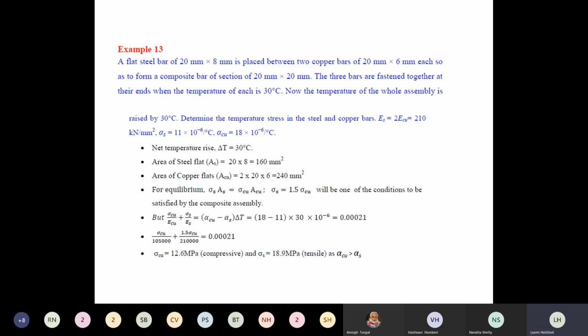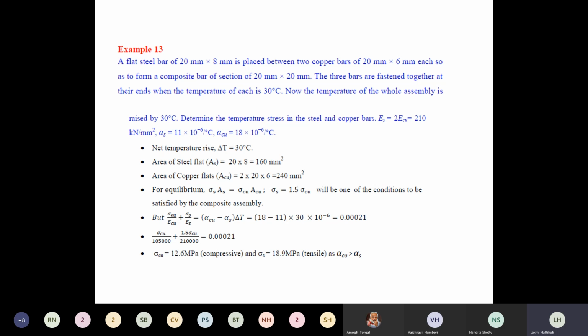Next, you have another condition. You know this condition, we have derived this. Sigma c by Ec plus sigma s by Es is equal to alpha c minus alpha s into delta T. Previously we have taken it as sigma 1, sigma 2. Now since specific material is given to you, I am taking it as sigma copper and sigma s. I hope this equation is clear to you. And let us substitute this.